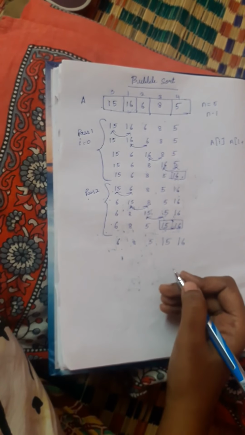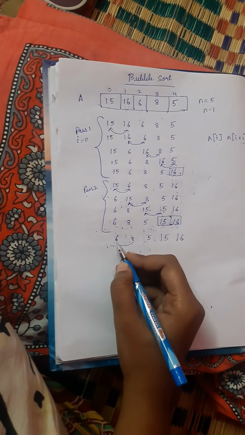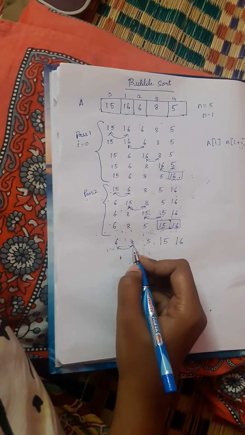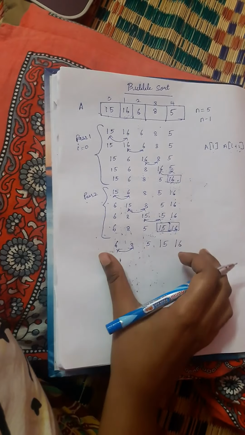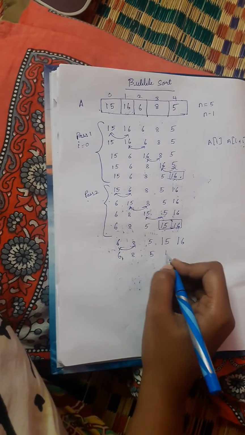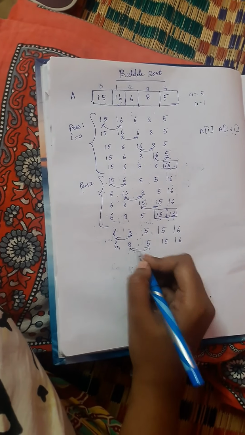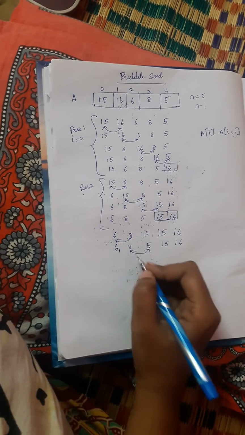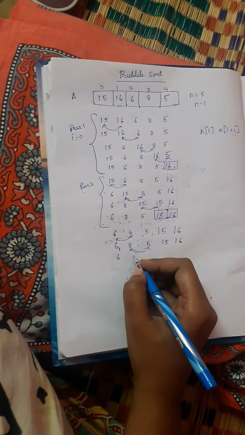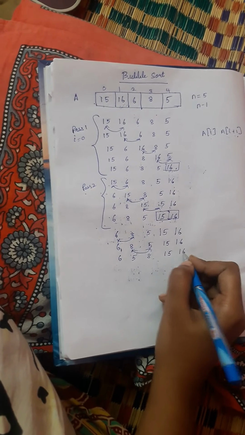So next, pass 3, I am going to do the comparisons again. 6 and 8: there is no swapping needed because 6 is smaller than 8. So next I will write these elements again: 6, 8, 5, 15 and 16. Now we are going to compare 8 and 5. You see 5 is smaller than 8, so I need to do the swap operation. I will write the swapped values: 6, 5, 8, 15 and 16.